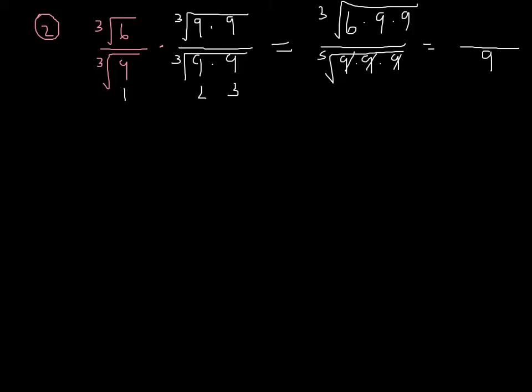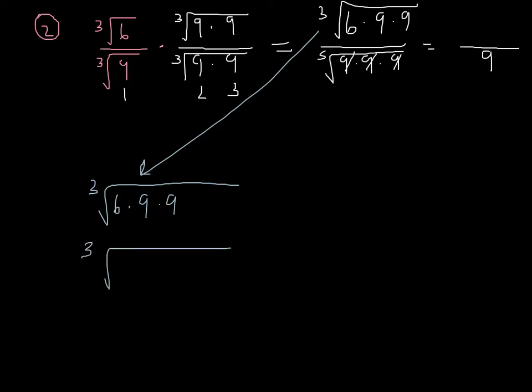But we need to work on the top. So let's come down here, there's a little more room, and look at the cube root of 6 times 9 times 9. Let's factor this and see if we can find any things that are the same. 6 is 2 times 3. 9 is 3 times 3. And the second 9 is 3 times 3.